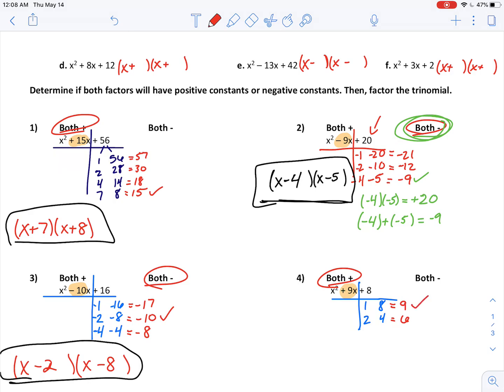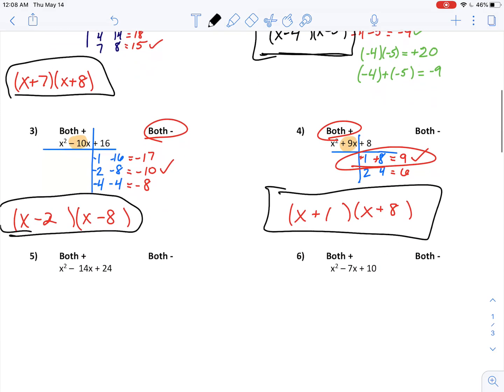Well, this first pair, 1 and 8, if they're both positive, so positive 1 plus 8 gets me 9. So this is the pair I'm going to choose. And I'll write my final answer. Get my two binomials ready. And I'll drop in these two numbers, these factors of 8 that were positive 1 and positive 8. And that's going to be my final answer.